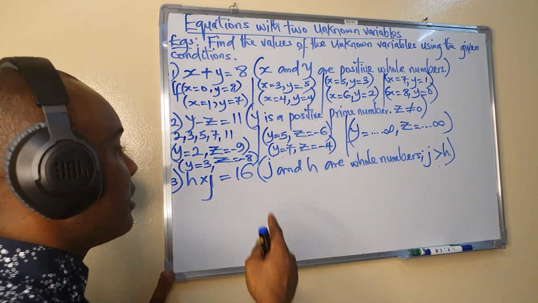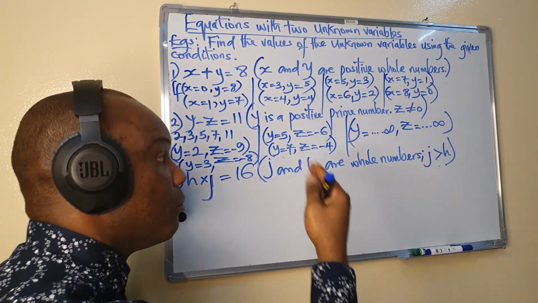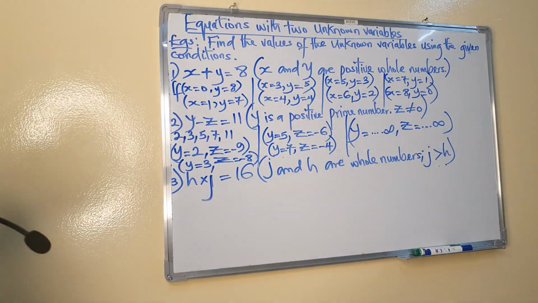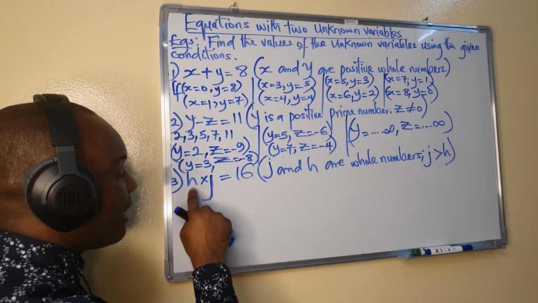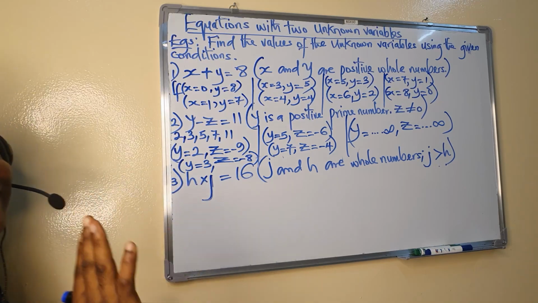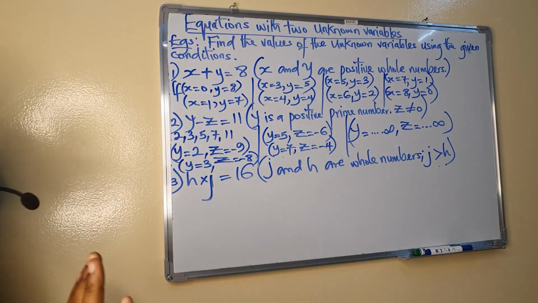The rule here is that j and h are whole numbers. J must all the time be greater than h. Notice that this is multiplication. It means two numbers must be multiplied together to give you the answer 16. And the rule is that j must always be greater than h.